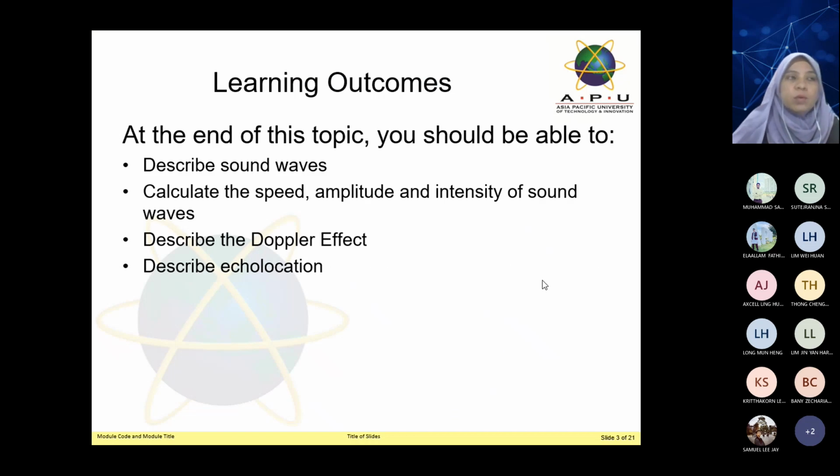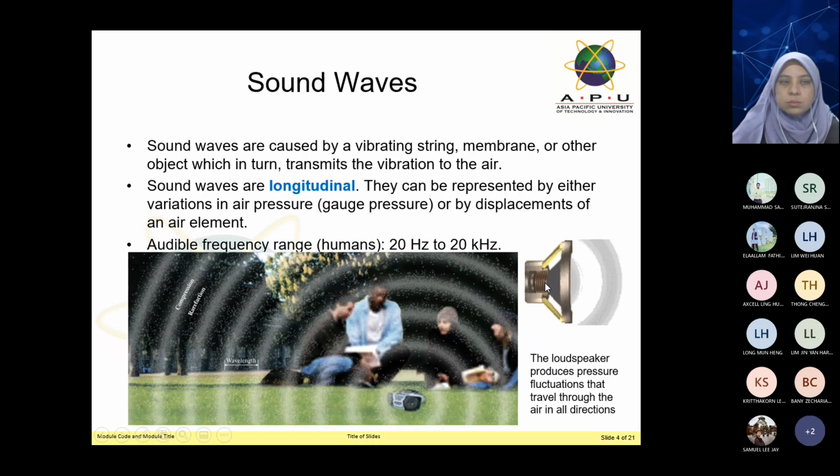Now we continue the lecture notes. Sound waves are caused by a vibrating string, membrane, or other object which in turn transmits the vibration to the air. For example, humans at the park can talk and people can hear in the park because the park has air. Sound waves are longitudinal.